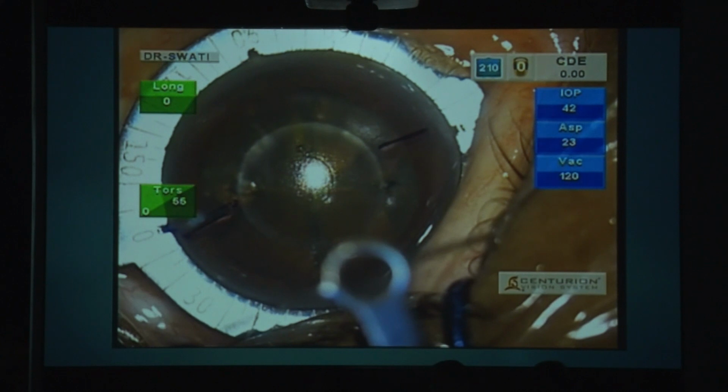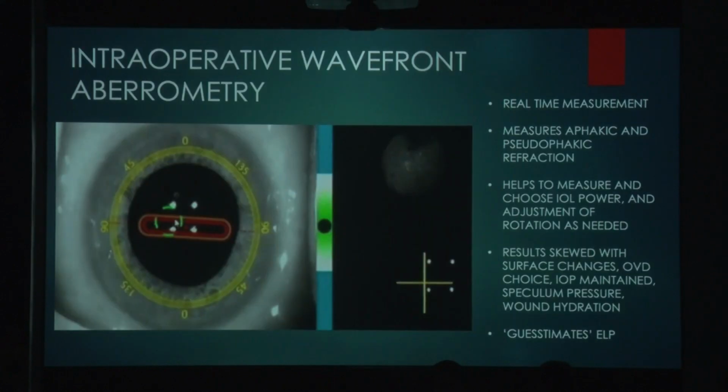Another advantage of this is that these marks not just guide us intraoperatively, but also show us the post-operative alignment. Post-operatively, we can very easily see that it is aligned. So again, another technique is the intraoperative aberrometry.